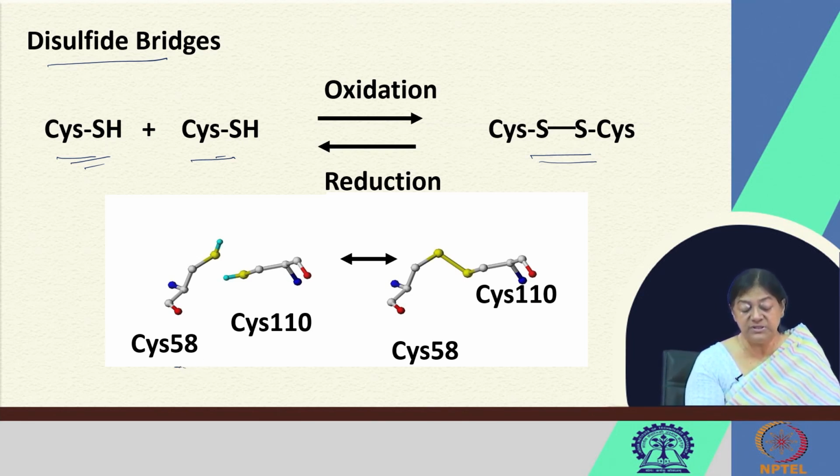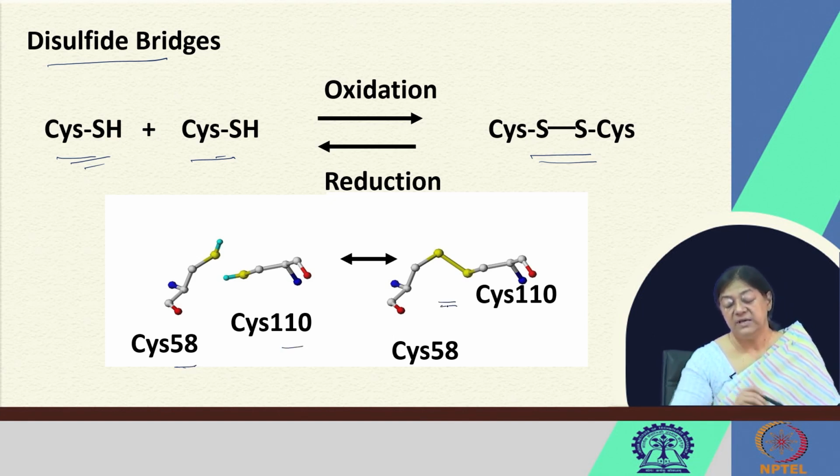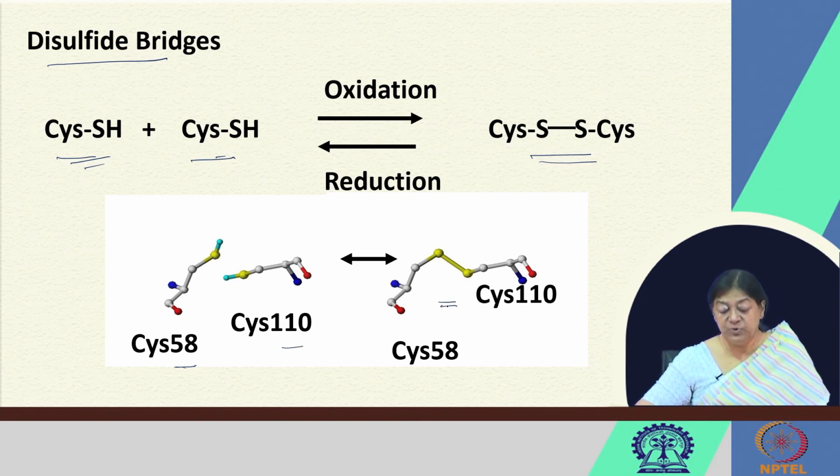One of them is between cysteine 58 and cysteine 110, forming this disulfide linkage, which means that this is a 124 amino acid protein, which means that residue number 58 and residue number 110 come close together in 3-dimensional space in the formation of the disulfide linkage.